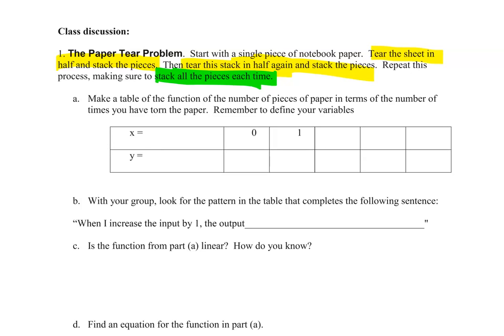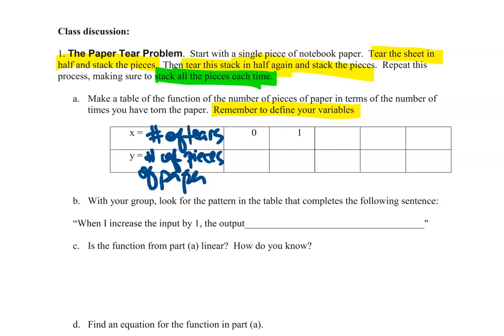And remember to define your variables. This is very important. You're always asked to define your variables. So x is the number of tears, and our y is the number of pieces of paper after you tear it.